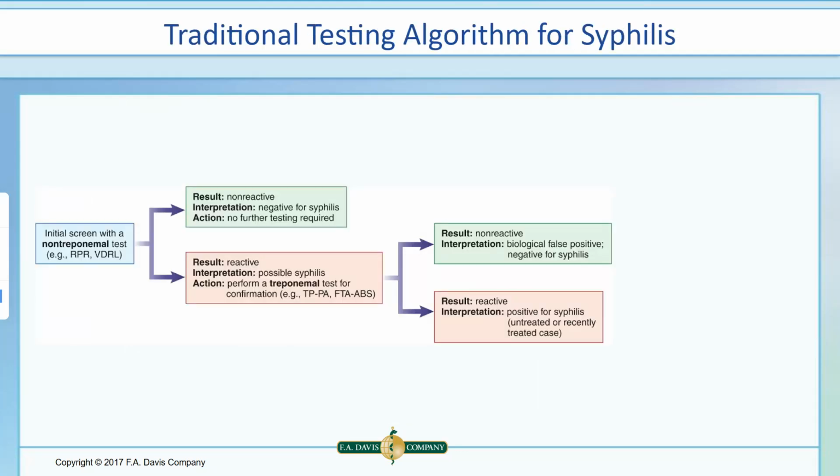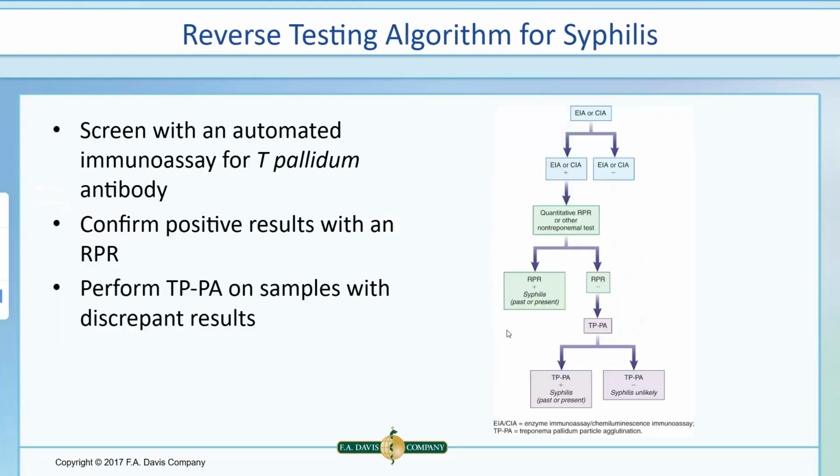So you would do the enzyme immunoassay, or CIA, and then quantitative RPR. And then from there, if the RPR is positive, you have syphilis. If it's negative, then you would follow it up with one of those, the TPPA test. And then if it's positive, they have syphilis. Or, and that was a past or present infection. If it's negative, then it's just negative.